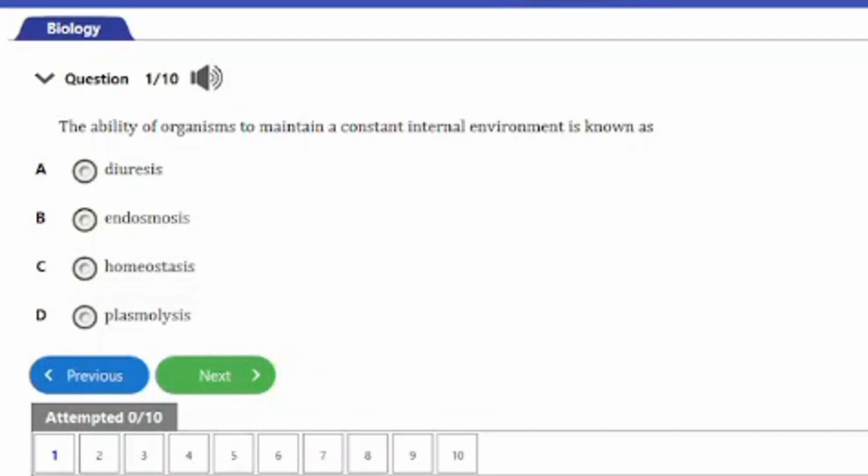It says, the ability of an organism to maintain a constant internal environment is known as A. Diuresis, B. Endosmosis, C. Homeostasis, and D. Plasmolysis. So guys, the answer to this question is option C. Homeostasis is actually the ability of an organism to maintain a fairly constant internal environment. So that's it for that question. Let's go ahead and consider the next question.